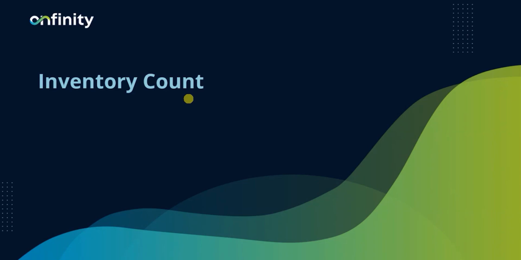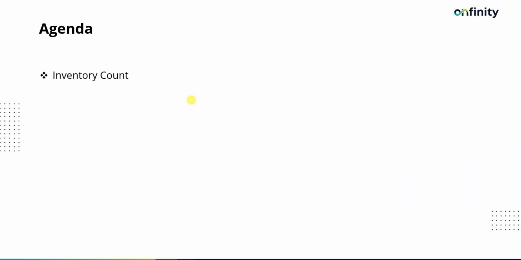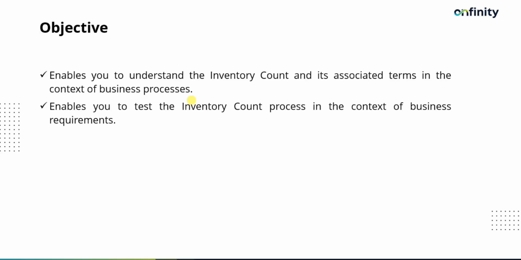The inventory count is an essential process that helps ensure accuracy between physical stock and system records. Let's begin with a quick overview of today's agenda. In this session, we will cover the basic aspects of the inventory count process and understand how it works within Onfinity. Next, let's look at the objectives of this session.